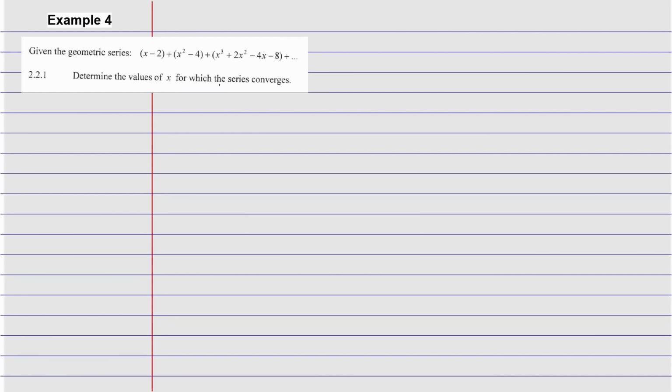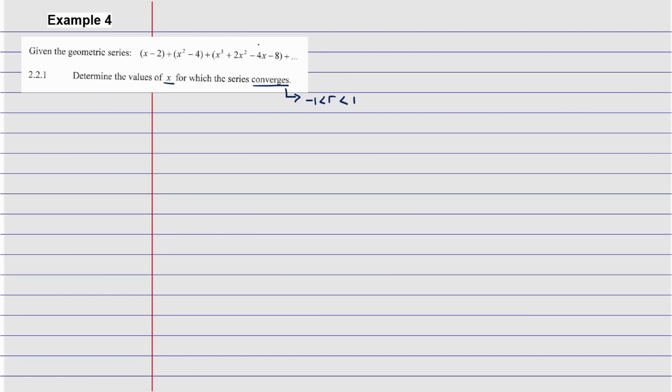Then they say to determine x for which the series is convergent. We need to understand when a series is convergent. A series is convergent when r is between what? Between 1 and -1. So the series is convergent if your r is between -1 and 1.